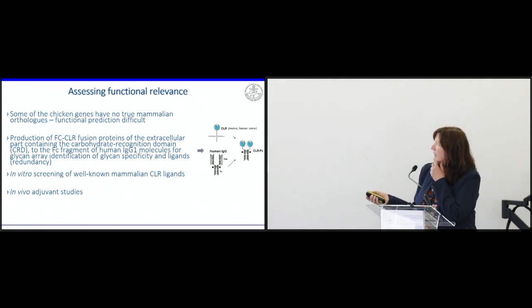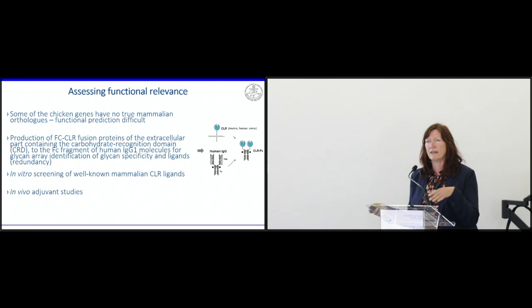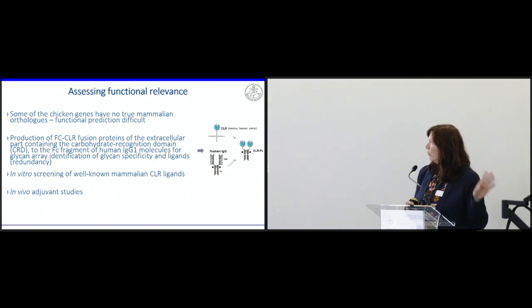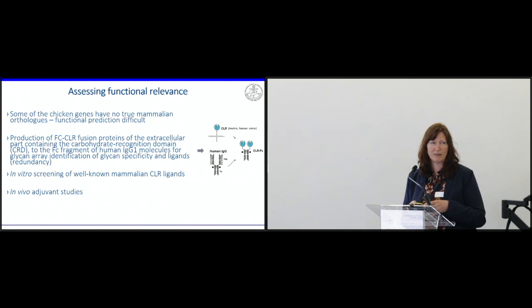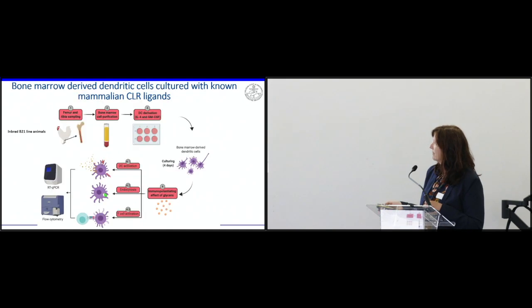So we are building fusion proteins and doing glycan arrays to figure out the ligands of the receptors. And there are also some machine learning-based software that you can use to predict the glycan ligands and so on. So that's one pilot project. And then we've also been doing a little bit of in vitro screening and in vivo studies. And I will show you one of these pilot studies in the later slides.